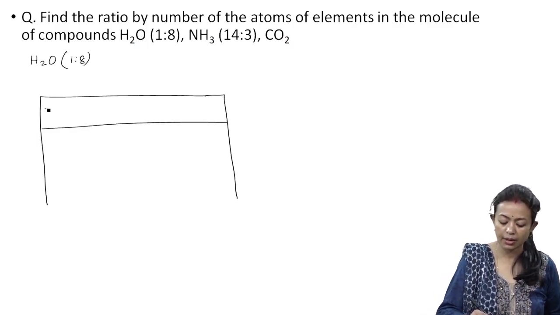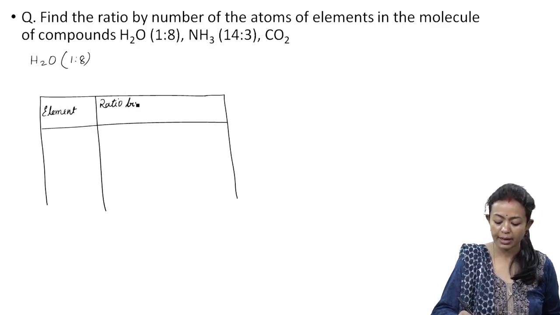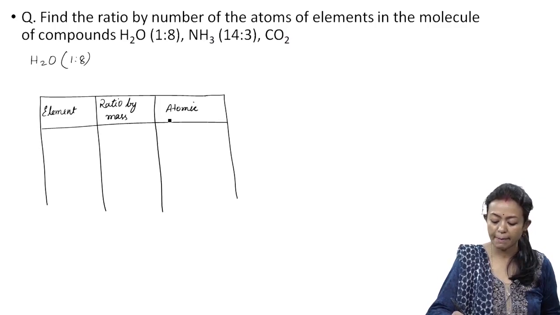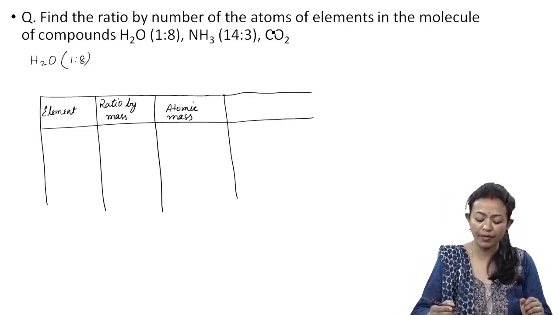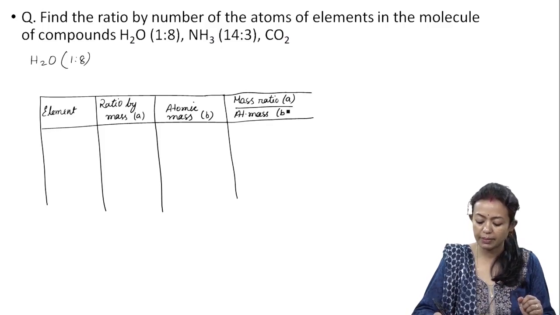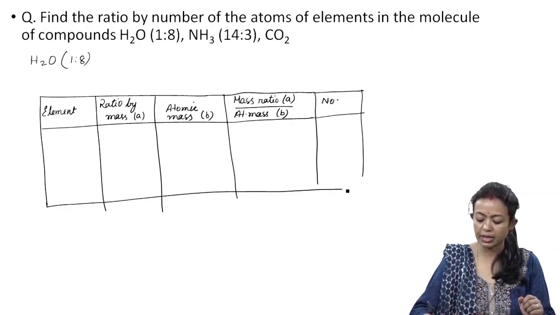This is our element. This is the ratio by mass. Then we are going to take into account atomic mass. Because we need to find out the ratio by number of atoms, we take the mass ratio, that is A, and if this block is B, the atomic mass, then mass ratio A divided by atomic mass B. And then ultimately we will get the number of atoms, or rather just the number. Alright, so this is how we are going to make it.